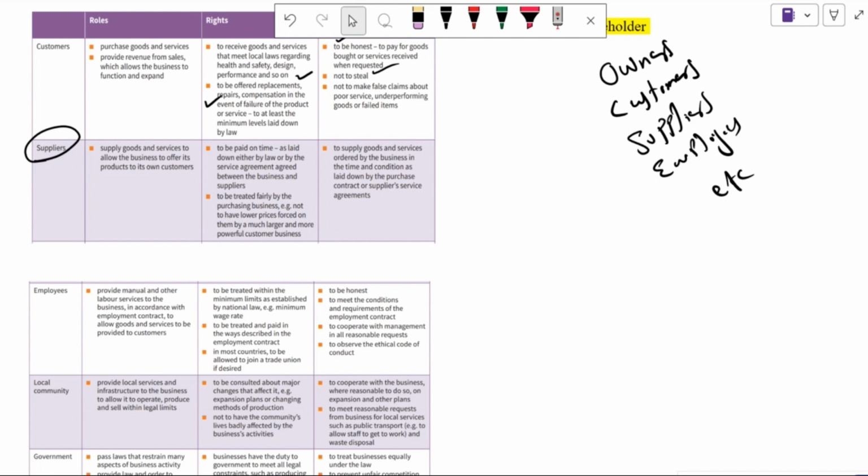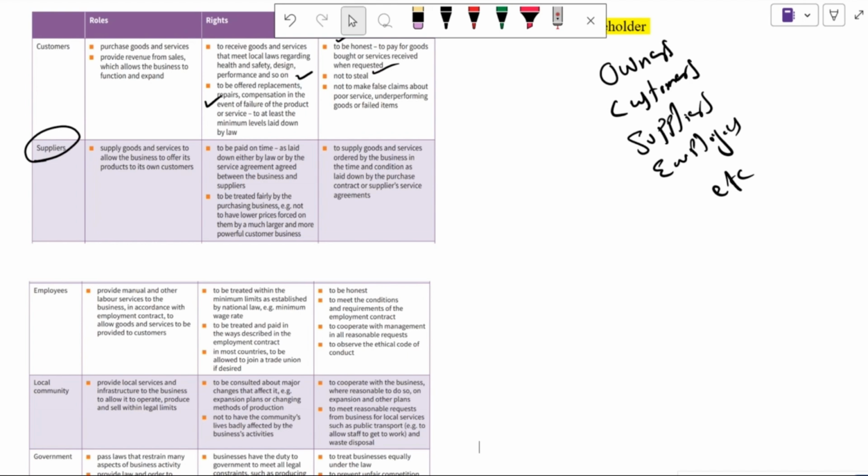So what are their rights? Obviously, just like a supplier, from an organization's point of view, you have to treat them fairly. Make sure to pay them enough wages, at least the minimum wage that is already set by the local government. In most countries, they are allowed to join a trade union if desired, and you have to give them enough experience so in future they can grow further. So these are their rights.